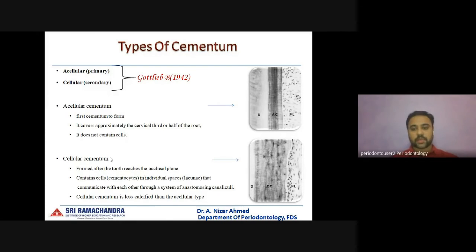Cellular cementum is formed after the tooth reaches the occlusal plane. So, as I already told you, acellular cementum forms before tooth eruption, and cellular cementum forms after the tooth reaches the occlusal plane and contains cells. It has individual lacunae with the cells.